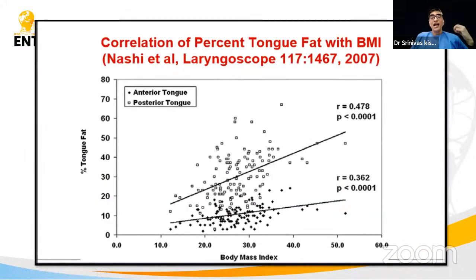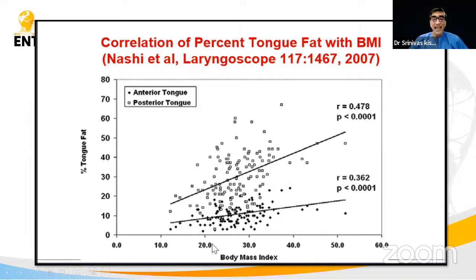So a lot of interest came in with this beautiful paper, which is very old. This was published in 2007. But this gives you an understanding if you look at the percentage of tongue fat and where it is deposited. The hollow squares are the percentage of tongue fat with the BMI, and the diamonds are the anterior tongue, and the hollow triangles are the posterior tongue.